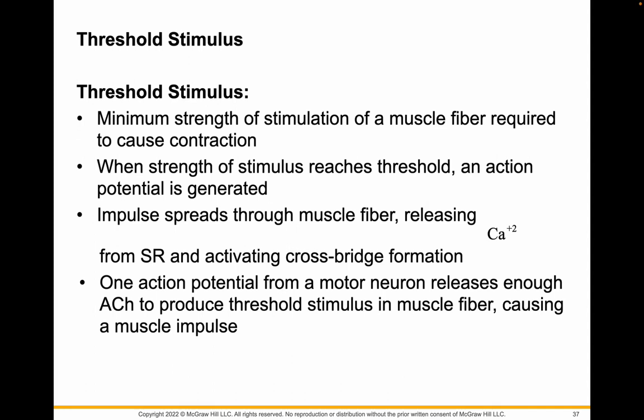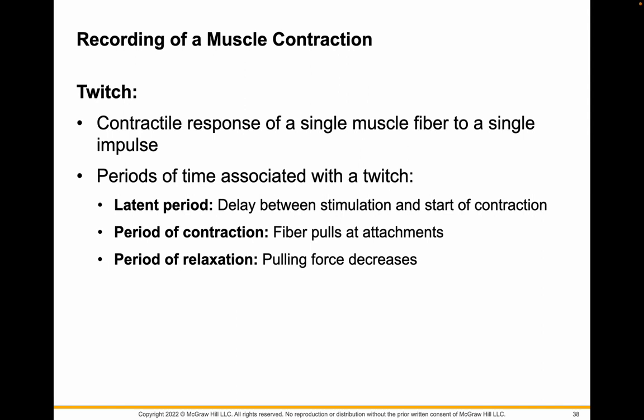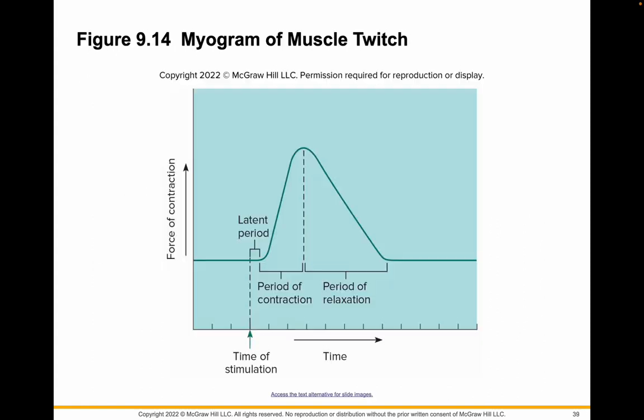One action potential from a motor neuron releases enough acetylcholine to produce the stimulus of a muscle fiber. Now, a twitch is the contractile response of a single muscle fiber to a single impulse. And there are periods of time associated with the twitch. There's a latent period, which is the delay between the stimulation and the actual contraction of the muscle. There's the period of contraction and the period of relaxation. So pretty easy. You stimulate right here and you have this pause where it takes some time for the cross bridges to form, and then you have this contraction and then you start to relax, and there goes the twitch.